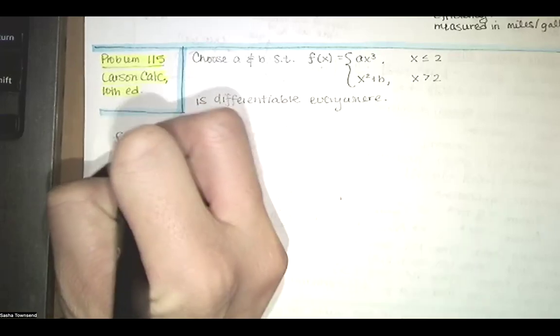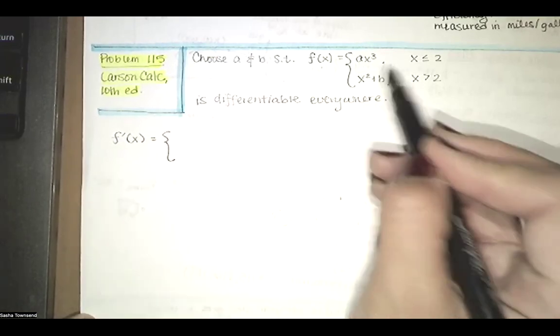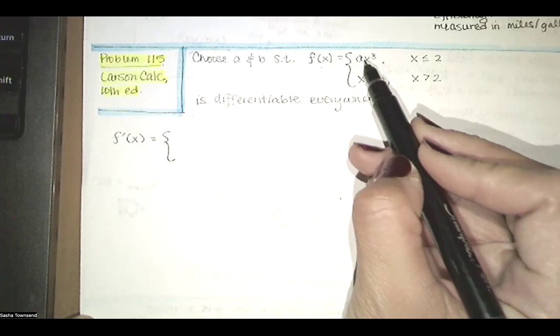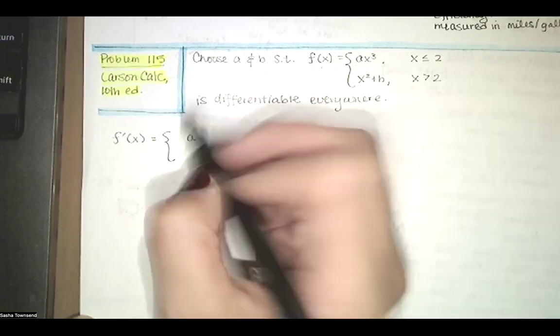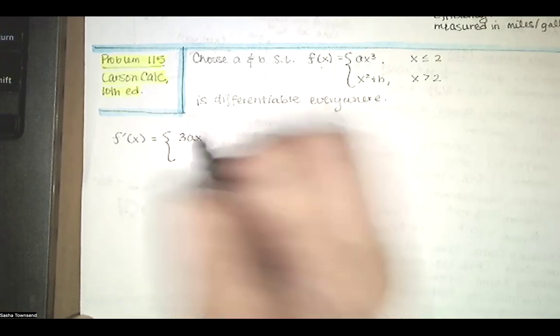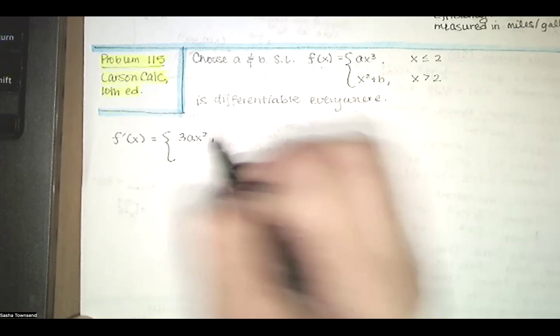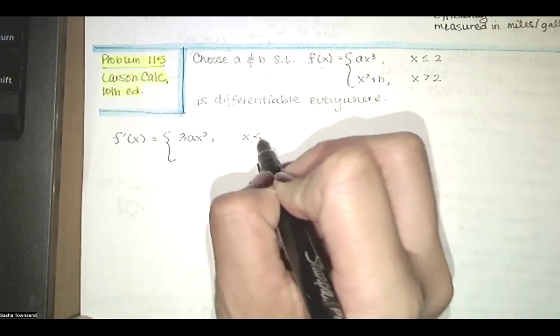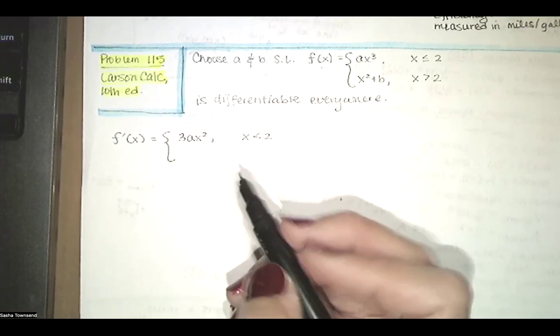So f prime, in this case, can be found this way. Just take the derivative of each branch. The derivative of a constant times a cubed is that constant times 3 times x to the 1 less power. 3 minus 1 is 2. That's going to be true on the interval from negative infinity to 2. So for all x less than 2, excuse me.